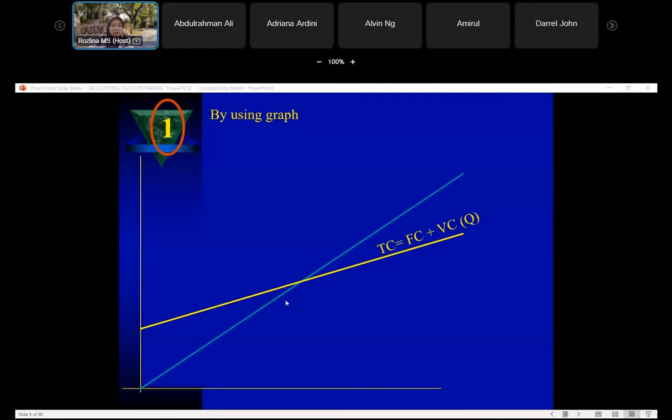And you also have one more line. This one represents sales. Sales equals price times quantity. Now, you also have the zone here at the right side, upper side.